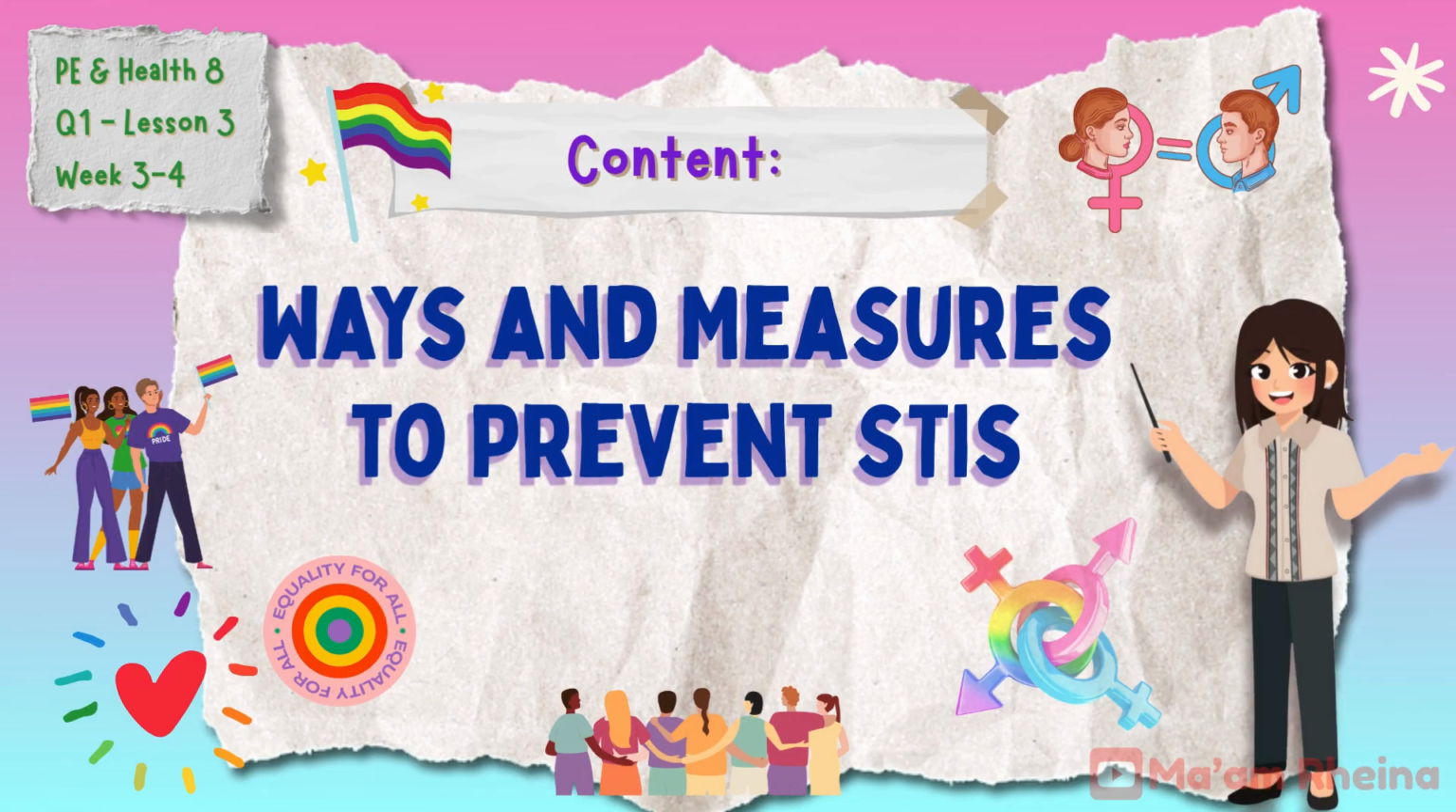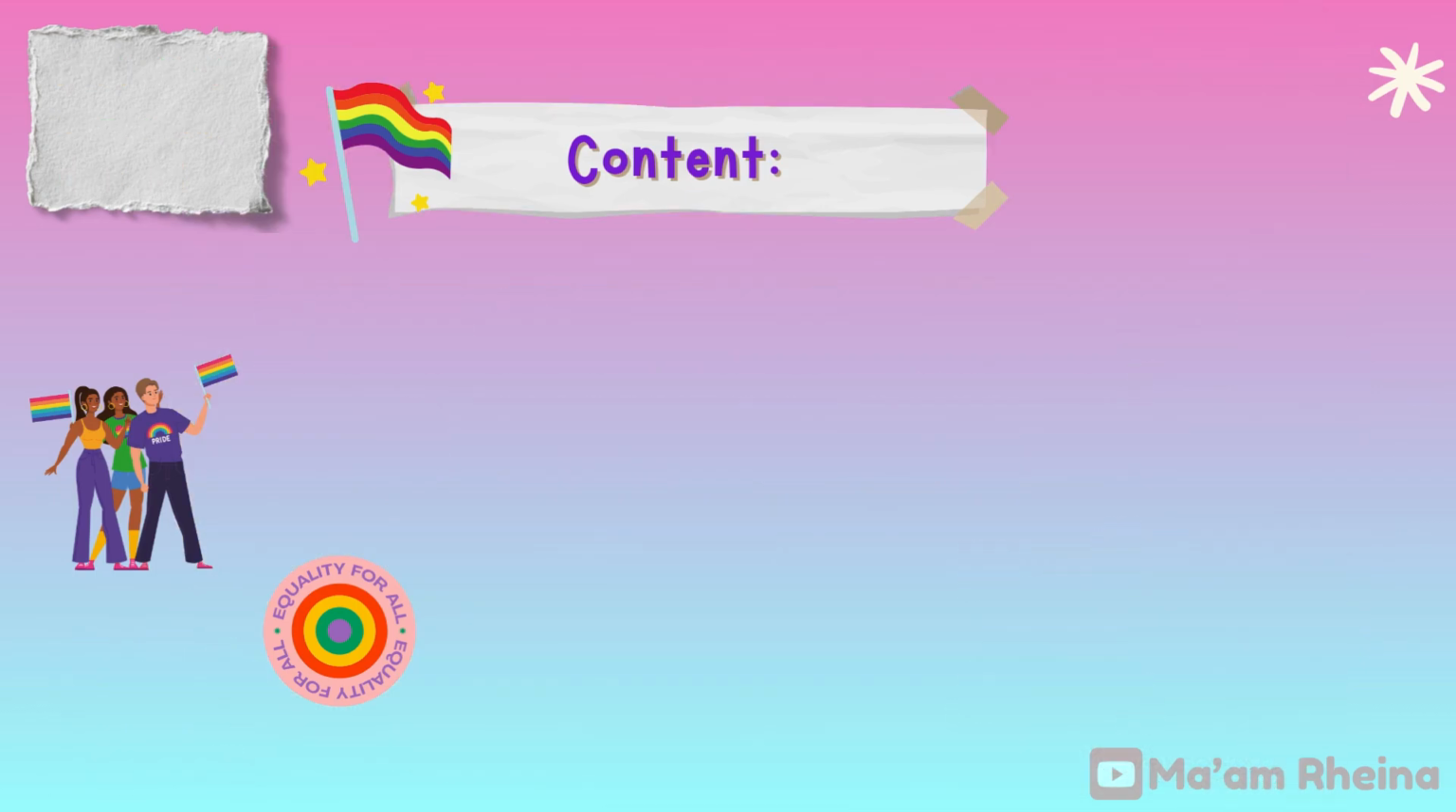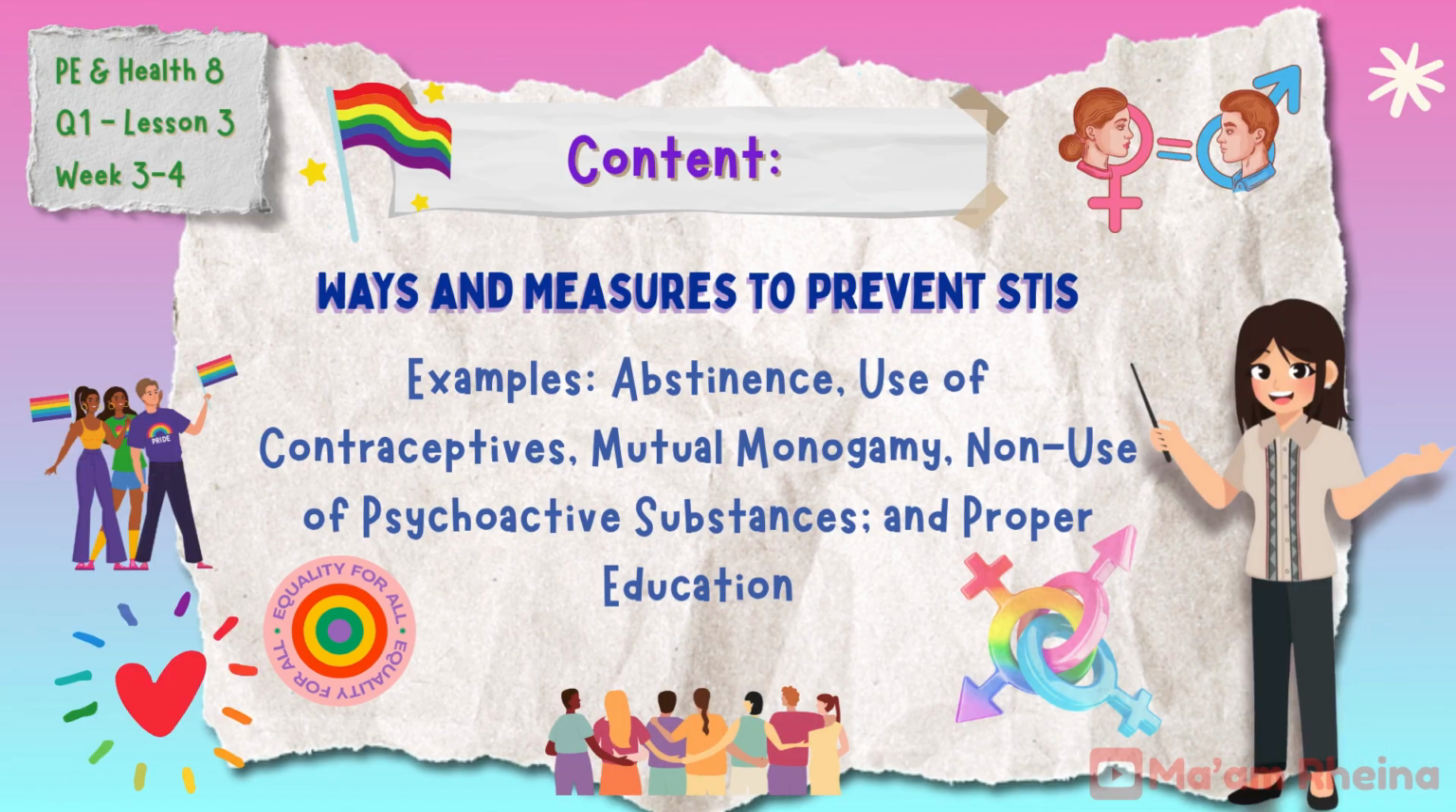2. Ways and measures to prevent STIs. STIs can be prevented by making responsible and informed decisions. Here are some of the most effective preventive measures: abstinence, use of contraceptives, mutual monogamy, non-use of psychoactive substances, and proper education. This topic is not just about knowing the facts. It's about taking care of yourself and respecting others. Let's dive deeper into each part.